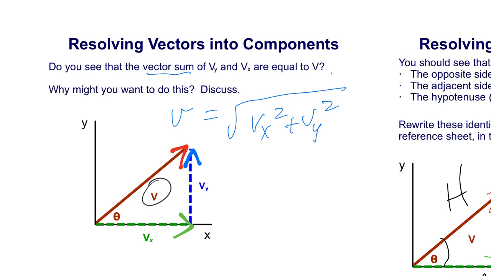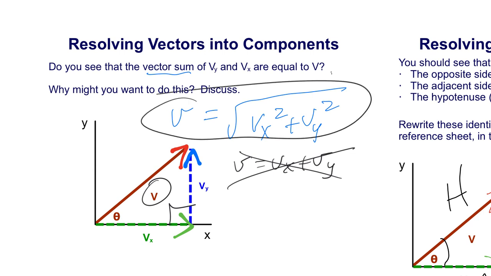Now, that does not mean that V equals Vx plus Vy. It's a vector sum. And so we use the Pythagorean theorem to describe the relationship between the resultant vector and its x and y components. And there it is right there.